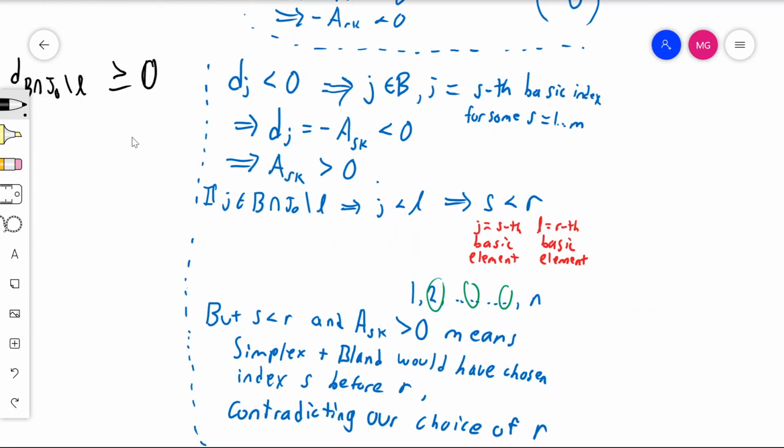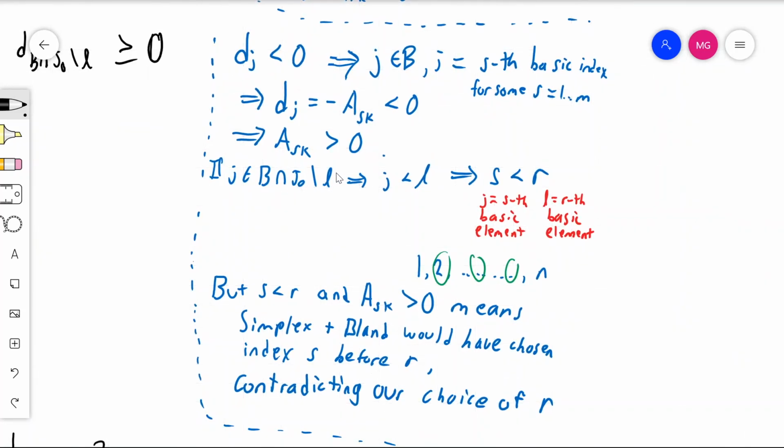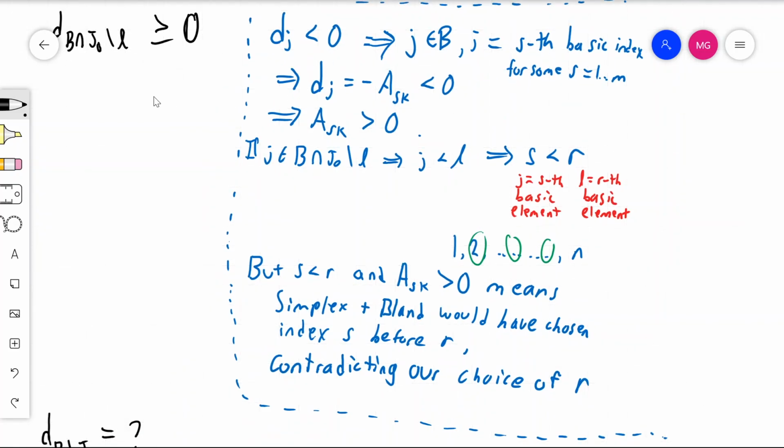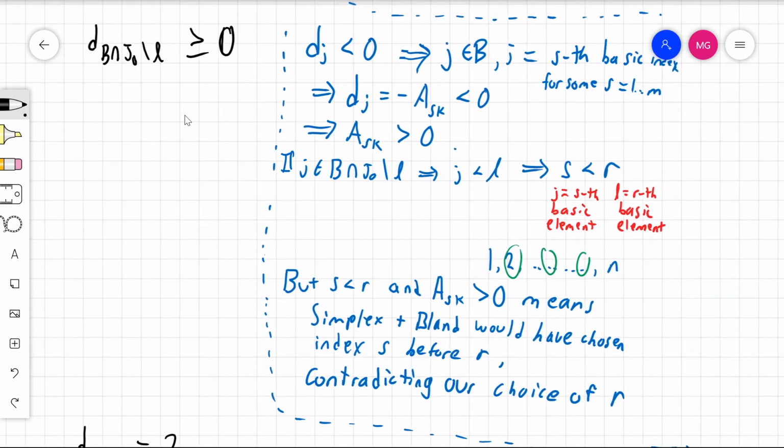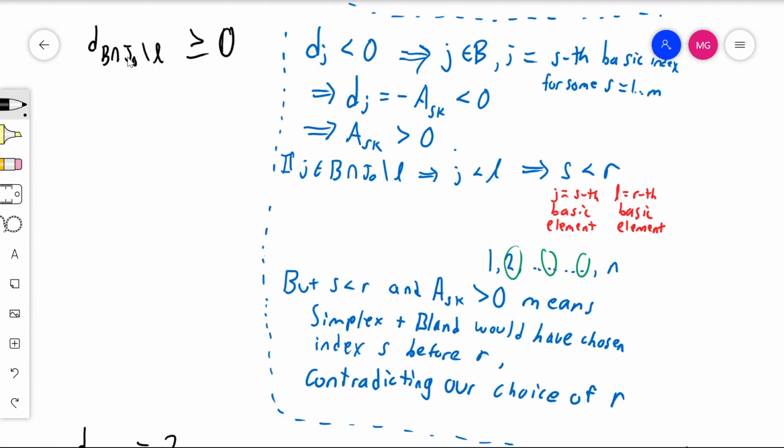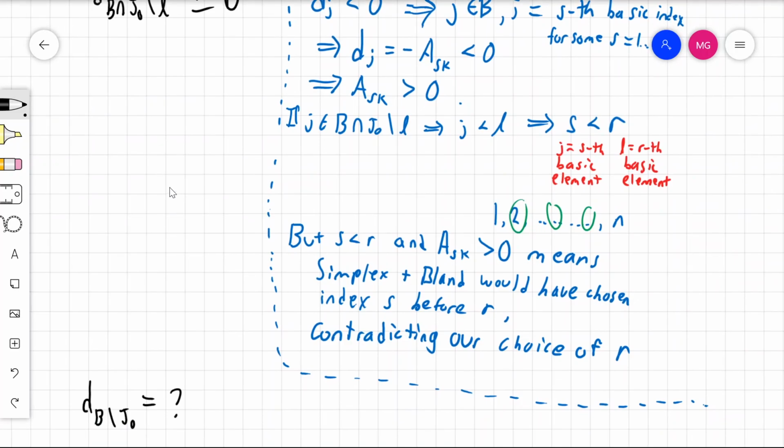So there's no way that this could have been negative for any of these indices that are basic besides L. So they can't be negative, they must be greater than or equal to 0. That's why these components of d are greater than or equal to 0.